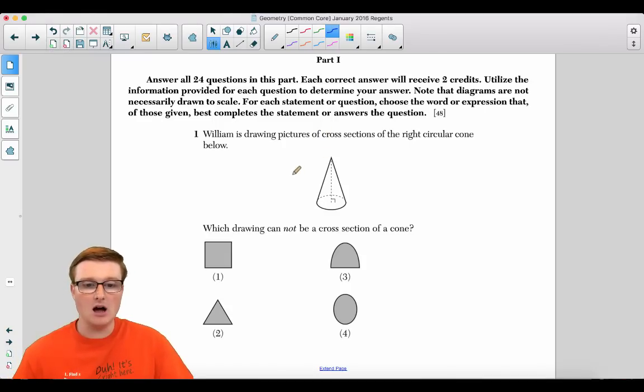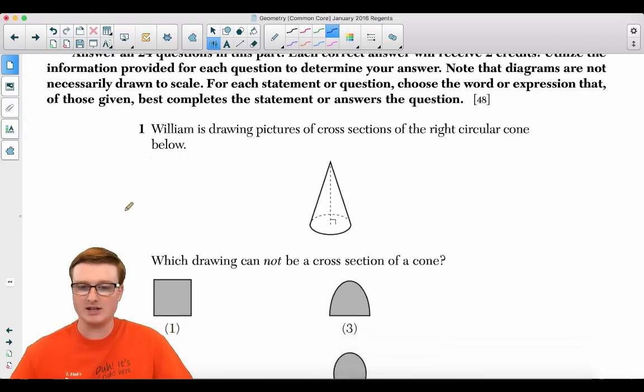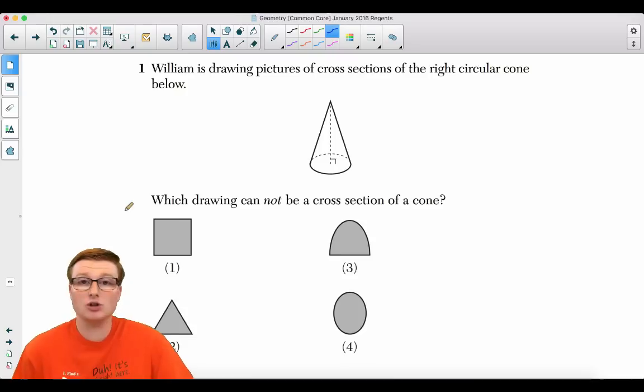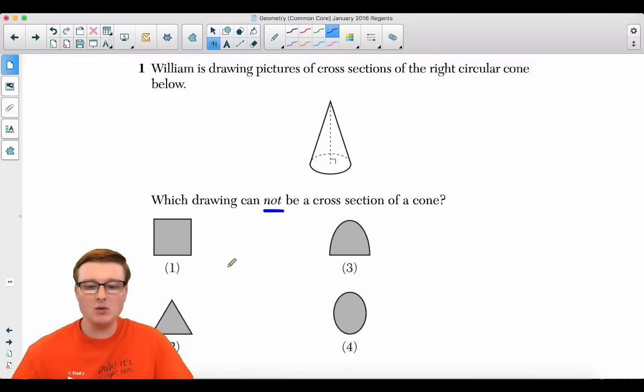All right. Number 1 says, William is drawing pictures of cross-sections of the right circular cone below. Which drawing cannot be a cross-section of the cone? Now, cross-section by definition is if you take your object and you slice it up or down, left or right, horizontally, vertically, diagonally, wherever, which of the following can be a two-dimensional representation of that slice. So the only one that cannot work is choice 1.